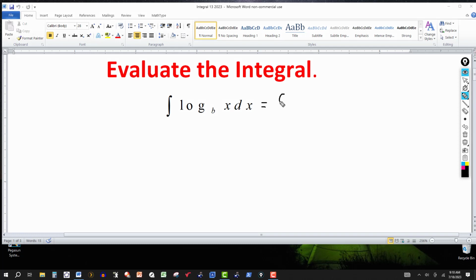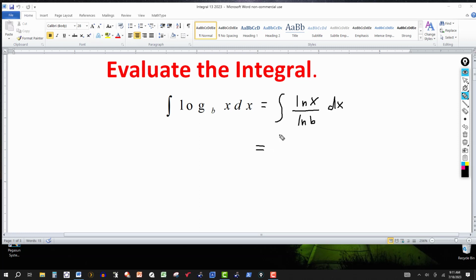So what I'm going to do here is convert this integrand using the change of base formula. I have the log of x to base b. I can pick any other base, so I'm going to pick natural log. So it's going to be the natural log of x over the natural log of whatever this base is, in this case b. And this is dx. So it's just the same integral, same integrand, just using the change of base formula.